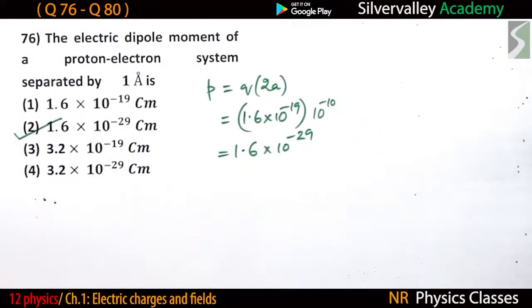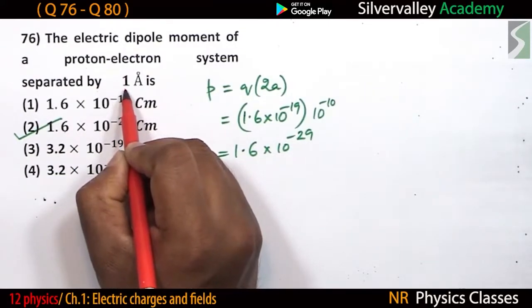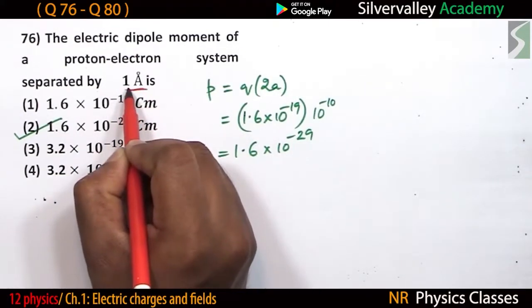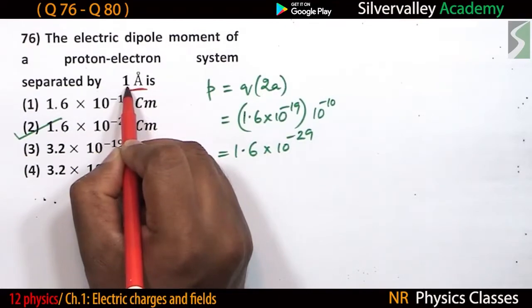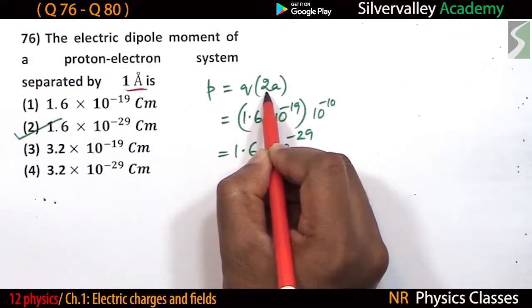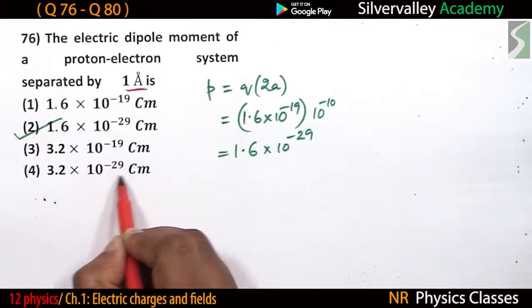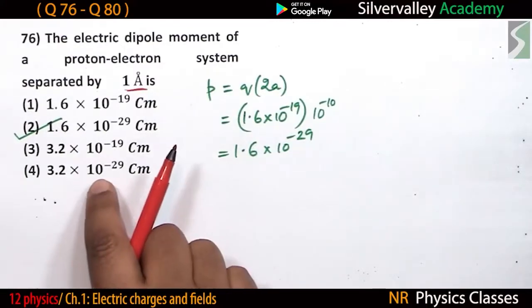What is the common mistake here? Separation between the system is 1 angstrom means students will try to substitute 1 angstrom for A. They will retain this 2. If they retain this 2, they'll get 3.2. 3.2 is also there in the options. Okay, be careful.